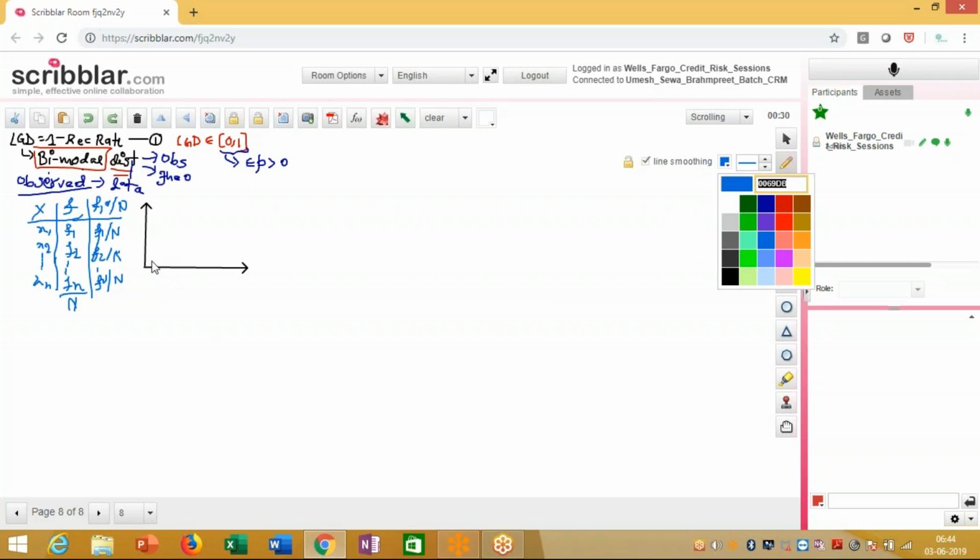over here what I have is 0. So 0 over here is the origin. I have the values over here. Whatever we write over here is the values.